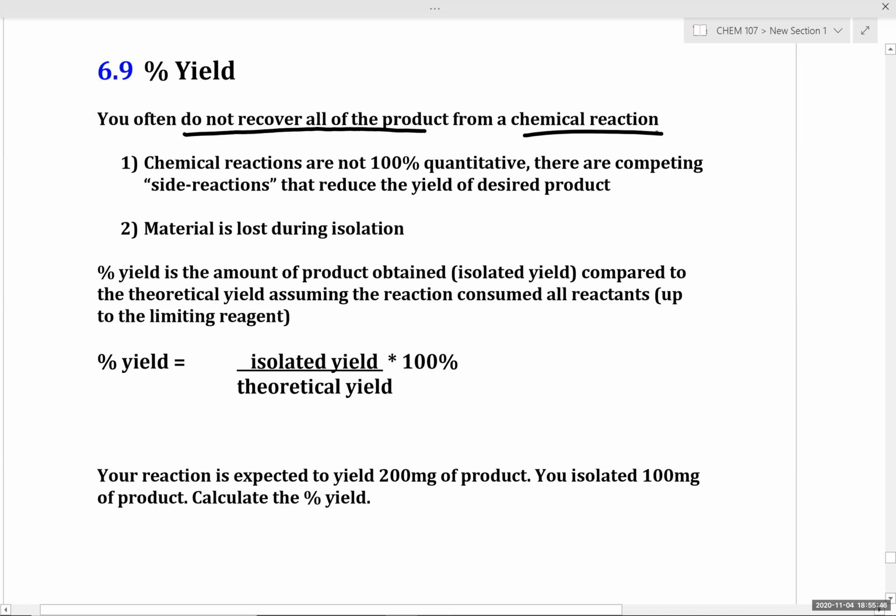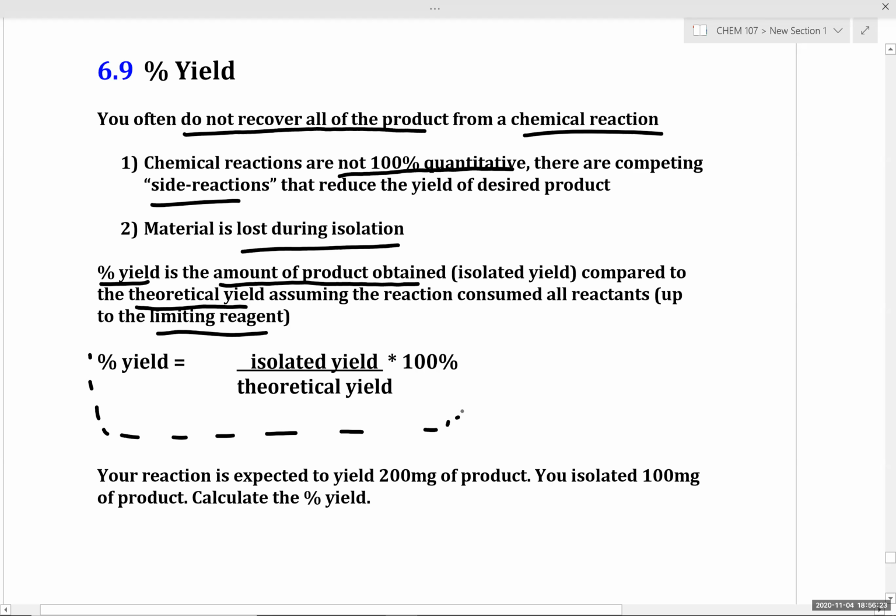There are two reasons for this. Well, inherently, chemical reactions are not 100% quantitative. There are competing side reactions that reduce your yield. Further, material is often lost during isolation. So the way us chemists get a sense of the efficiency and throughput of a reaction is by looking at the percent yield, where percent yield is a measure of the amount of product obtained compared to the theoretical yield based on our limiting reagent. So percent yield is defined as the isolated yield over the theoretical yield times 100%.